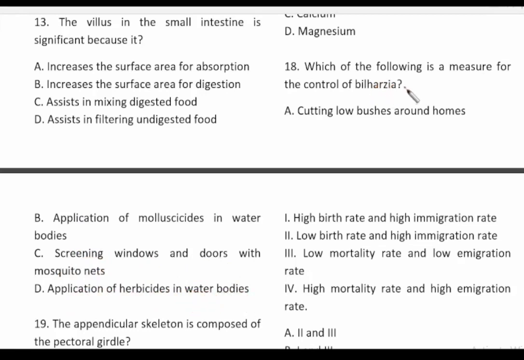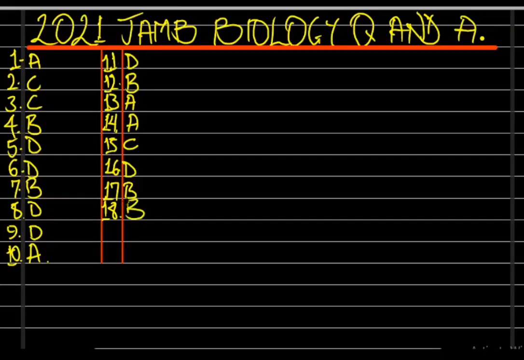Bilharzia is a disease transmitted by snails. So we need to apply molluscicides to water bodies to prevent the infestation of these snails. That is the answer to the question. Option B. And then question 19.